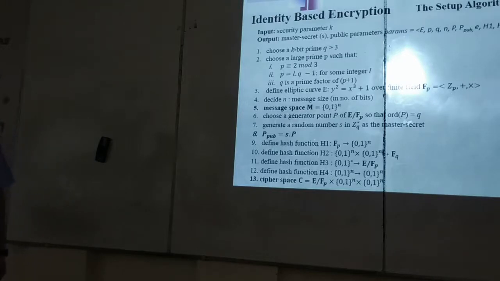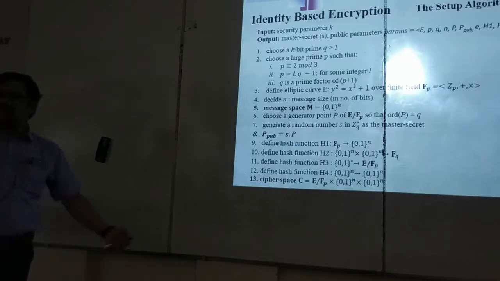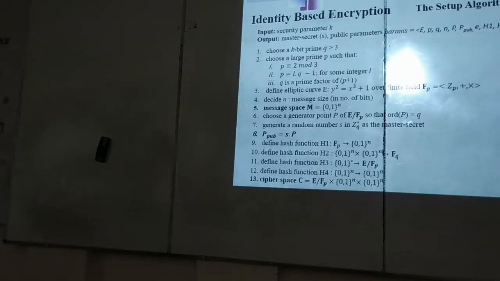Now, let me first explain the cipher space, the ciphertext space. Space meaning the domain, you can say. Space is nothing but the domain. Like a message can be taken from this domain. Similarly, ciphertext would be what? You see, the notation states the Cartesian product of 3 sets. The first set is the elliptic curve group. The second set is n-bit strings. The third set is also n-bit strings.